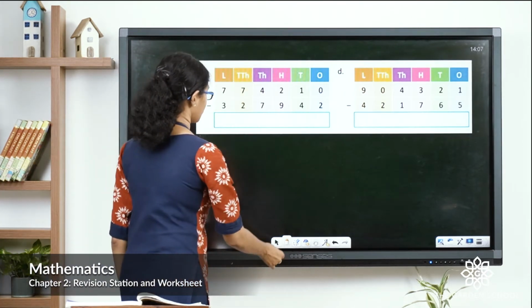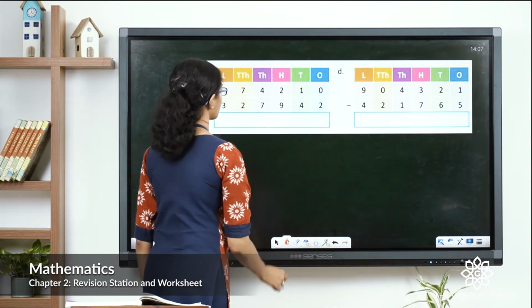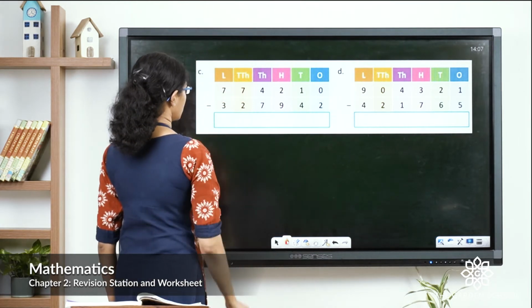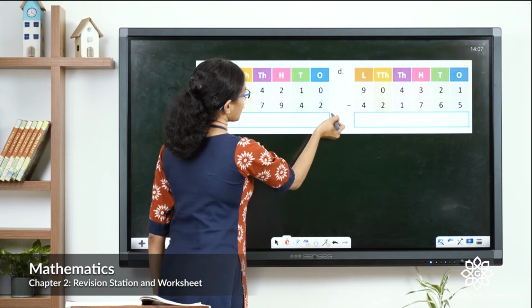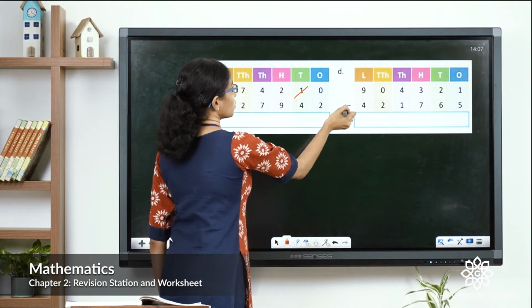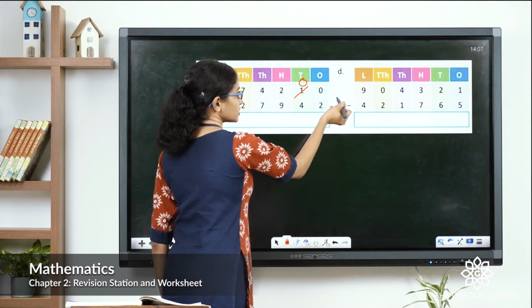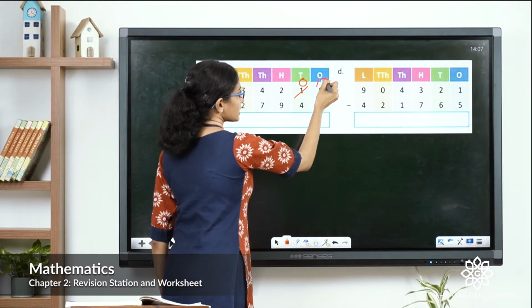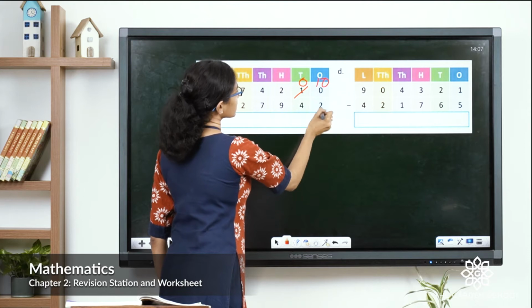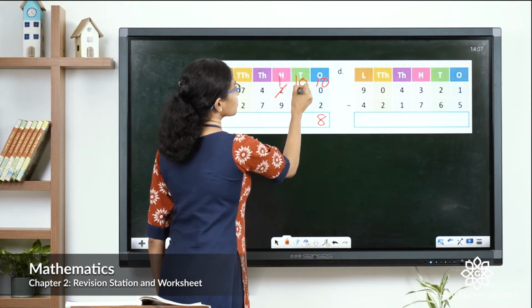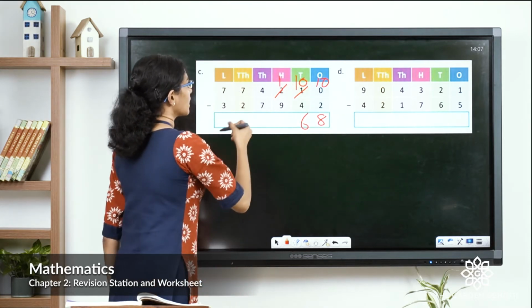Now question C. In question C, again we have to regroup the numbers. We are borrowing 10 from the tens place. So here becomes 0 and here it becomes 10. 10 minus 2 is 8. Now again we have to borrow. So this is 6.